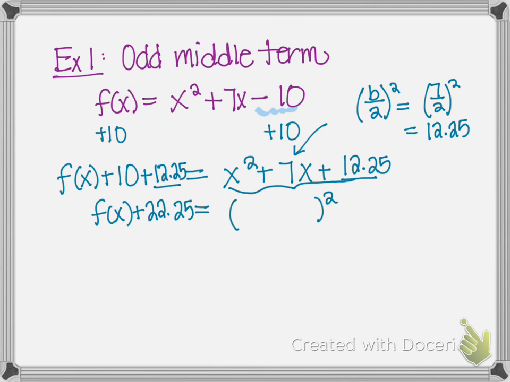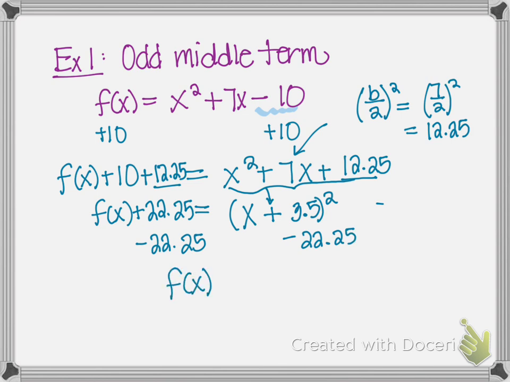Well, even though I have this 12.25, and we don't normally recognize this as a perfect square, it is a perfect square because we got it by squaring 3.5. So again, when I go to factor this, I just have to take the square root of the first term, which is x, and the square root of the 12.25, which is 3.5. Remember, the sign comes from the middle, right? And then the final thing I have to do is subtract this 22.25 from both sides to get it back to vertex form, so it's solved for f of x.